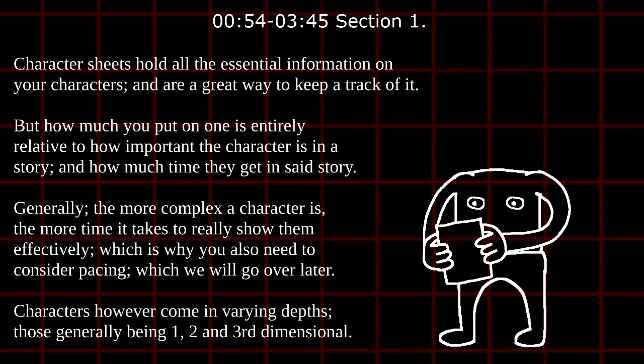Section 1. Character sheets. Character sheets hold all the essential information on your characters and are a great way to keep track of it. But how much you put on one is entirely relative to how important the character is in the story and how much time they get in said story. Generally speaking, the more complex a character is, the more time it takes to really show them effectively, which is why you also need to consider pacing, which we'll go over later.